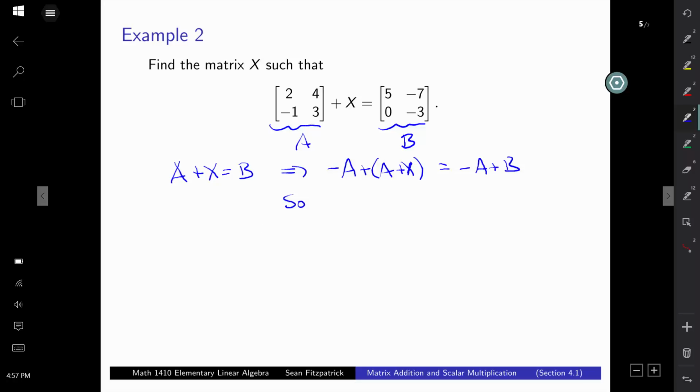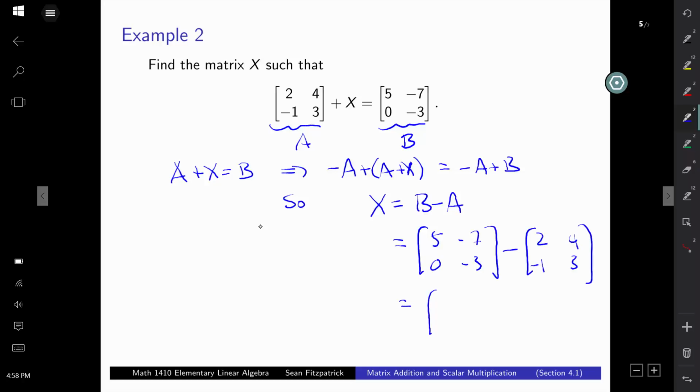And so I know that if I group things together here, those A's are going to cancel out. Minus A plus A gives me 0. Adding 0 to X just gives me X, so X is equal to B minus A. So X is going to be 5 minus 7, 0, minus 3, subtract 2, 4, minus 1, 3. And so I've got 5 minus 2 is 3. 7 minus 7 subtract 4, negative 11. 0 minus 1, make sure you get that double negative, plus 1. Minus 3 subtract 3, minus 6. That's your X.